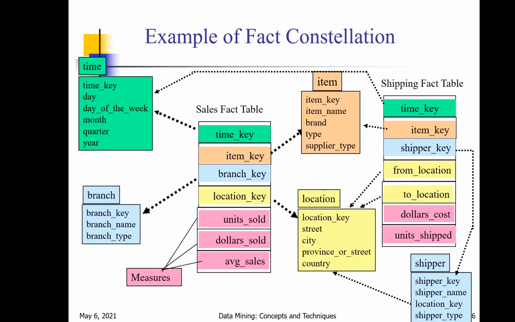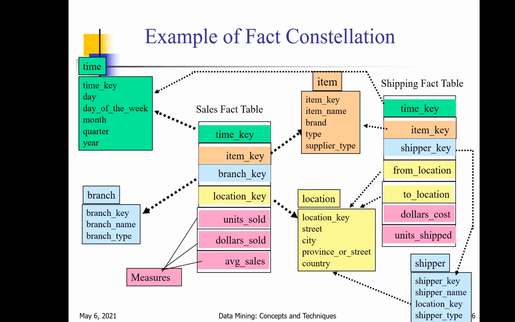The item key is connected with the sales fact table. The shipping fact table is connected with the sales fact table by this item dimension table. Next, from location to location, using these two attributes or two keys, I can say from the shipping table we are going to the sales fact table.